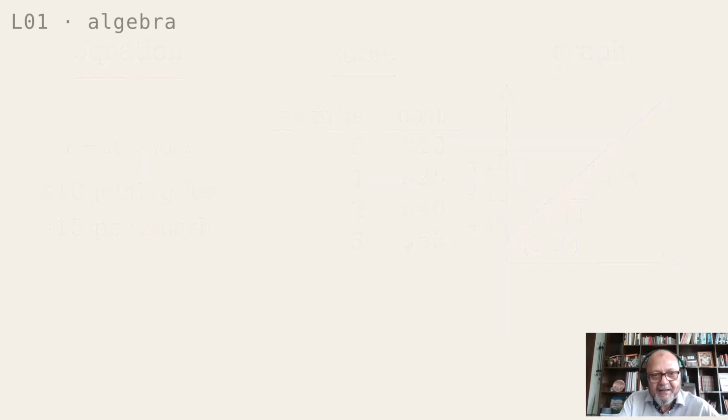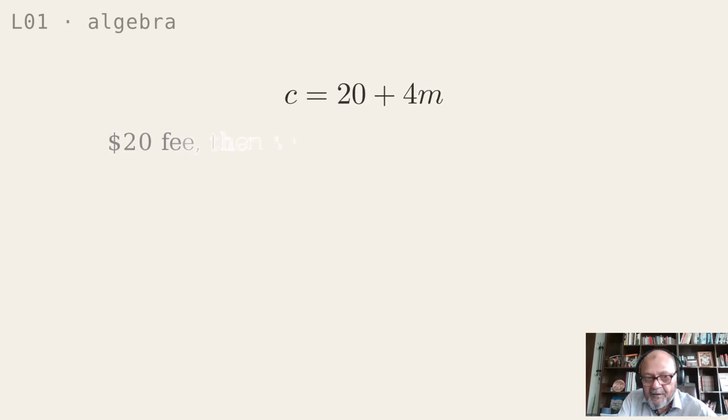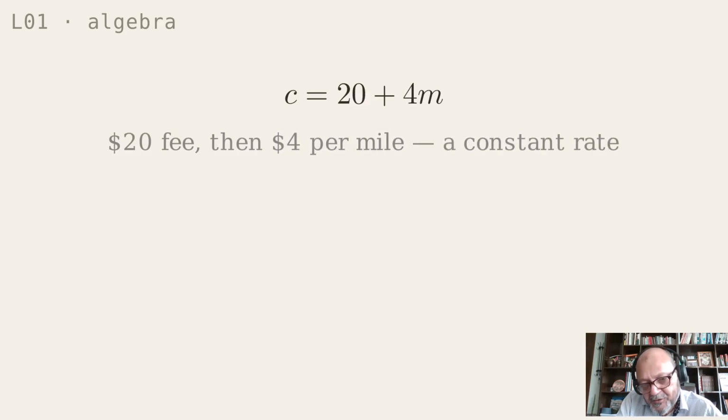So now let's move to a linear function. A linear function describes a relationship with a constant rate of change. Suppose a delivery company charges a fixed service fee of $20 plus $4 for every mile traveled. So the total cost can be written as C equals 20 plus 4m, right? So the total cost increases by exactly $4 for every additional mile. That constant increase is what makes the relationship linear, okay?